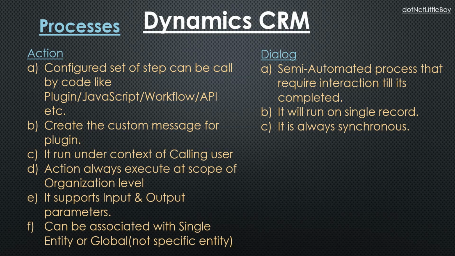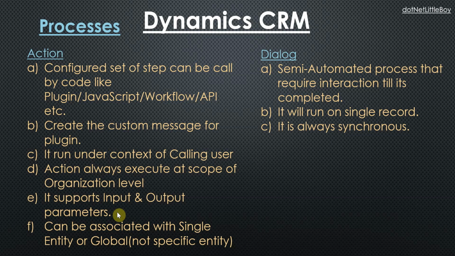Now we have certain points related to the action. Actions will always run under the context of the calling user. We don't have a feature like impersonation here, and no feature like the initiating user. It will always be called under the context of the calling user. The action will be executed at the organization scope level, meaning any user in your Dynamics CRM can call this action. And when you configure an action, you will have input and output parameters. If you want to pass some parameters to the action, you can. And when the action has performed its task and you want to get output from it, you can get it in the output parameters.